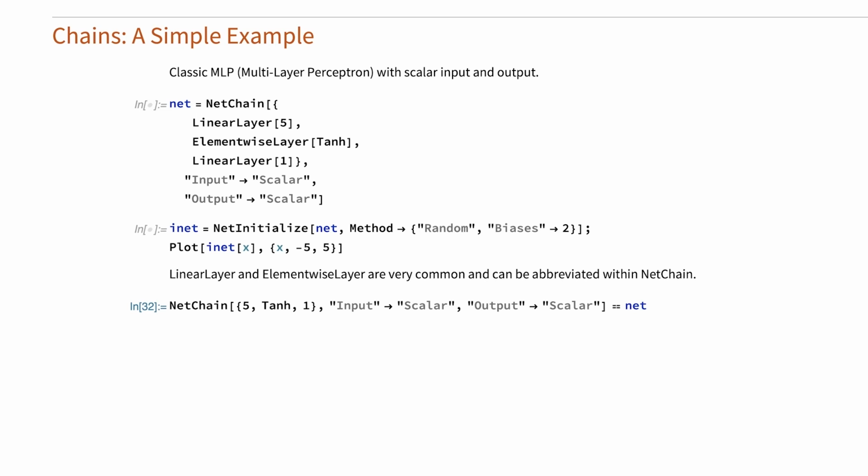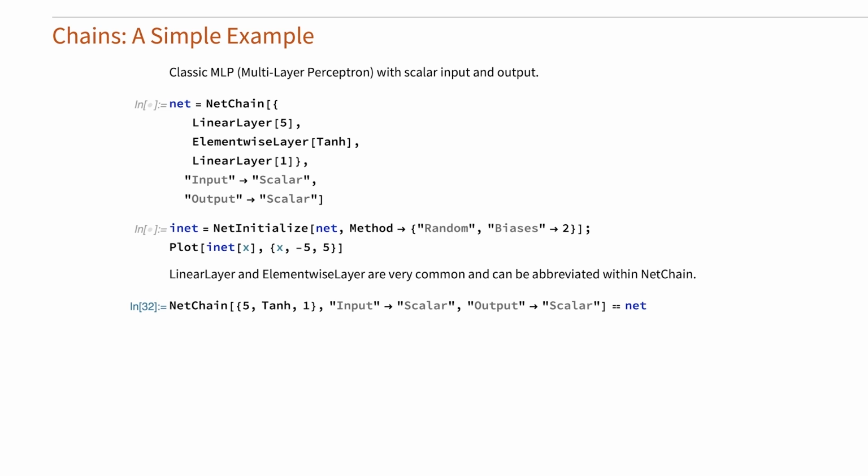I can have a look here, and I see that there's nothing here, and so I can use the function NetInitialize with random weights and biases, and this will put some actual numeric values in this network. Then I can just use any normal function. So the initialized network, inet, acts on a variable, and I can get the result in a plot. I mean, this is perfectly integrated with the rest of the Wolfram Language.